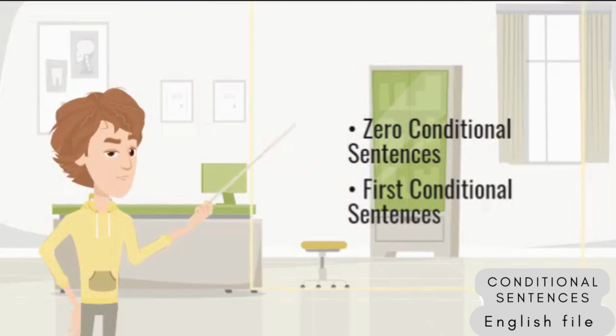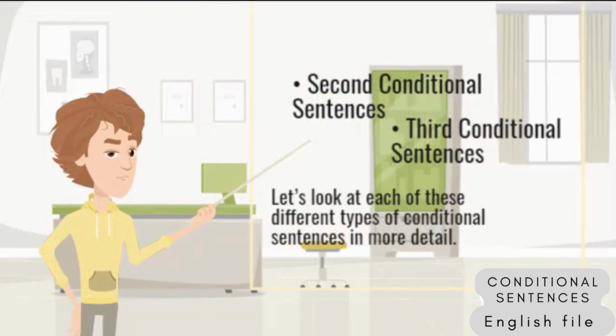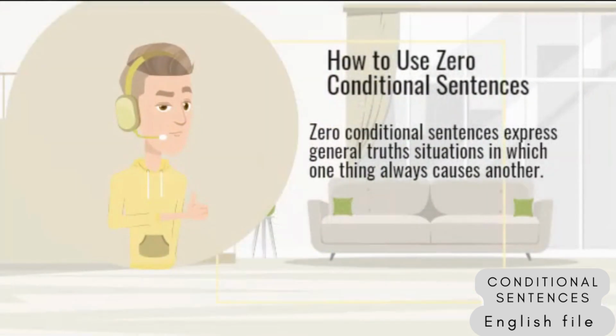Zero conditional sentences. First conditional sentences. Second conditional sentences. Third conditional sentences. Let's look at each of these different types of conditional sentences in more detail. How to use zero conditional sentences. Zero conditional sentences express general truth situations in which one thing always causes another.